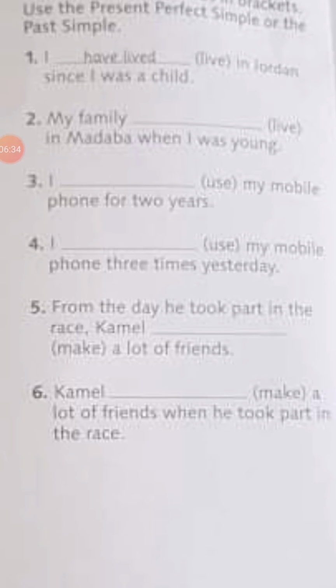Number 3. I blank used my mobile phone for 2 years. If there is a keyword here, it's for. You know that for here is a keyword for present perfect. So how can you change the verb between brackets, use?